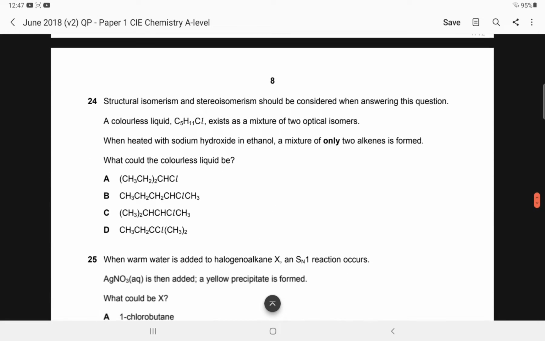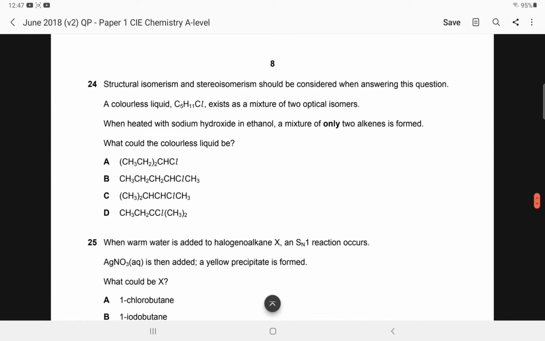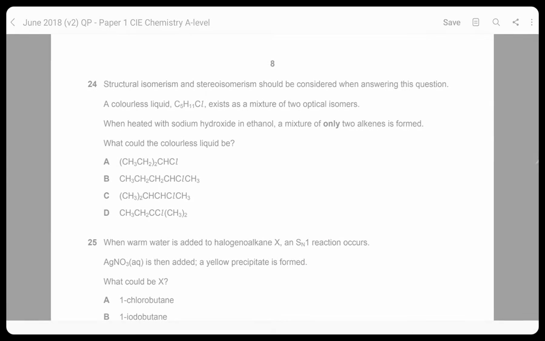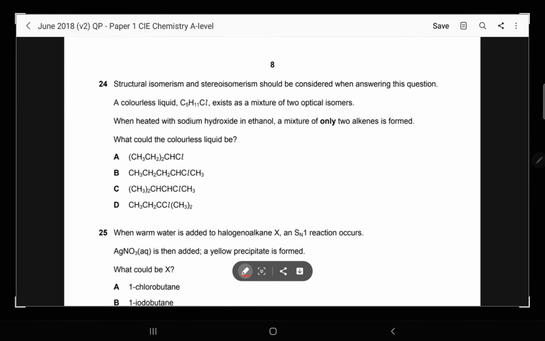For number 24, structural isomerism and stereoisomerism should be considered when answering this question. So we have to consider both what the isomers look like in their functional groups, the positional isomerism and that kind of stuff, along with cis-trans and optical isomerism. So we have C5H11Cl. It exists as two optical isomers. So our first condition is this has to exist as two optical isomers. Let's draw all of these compounds.